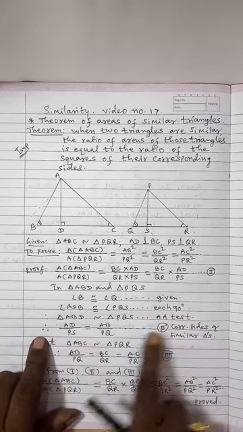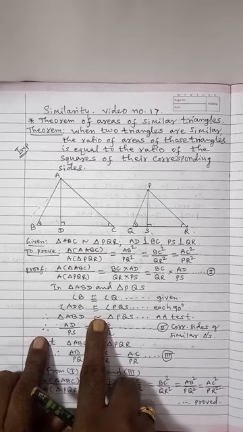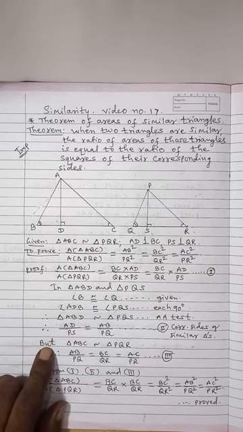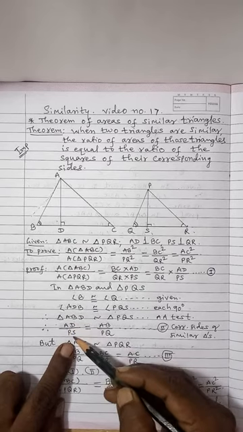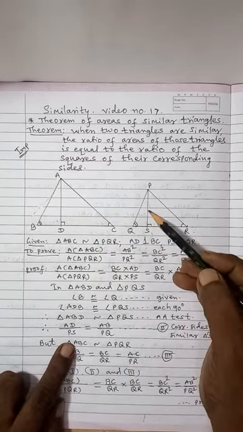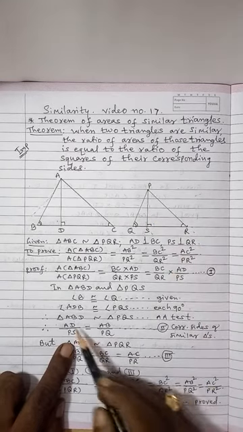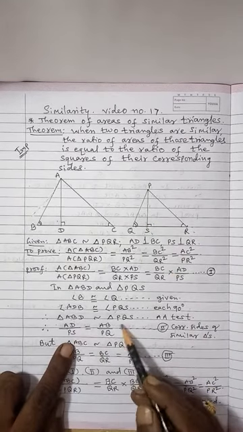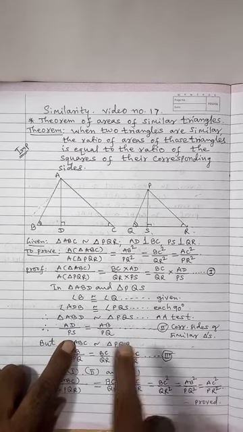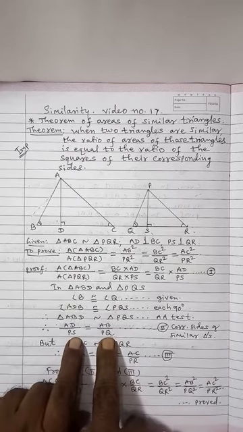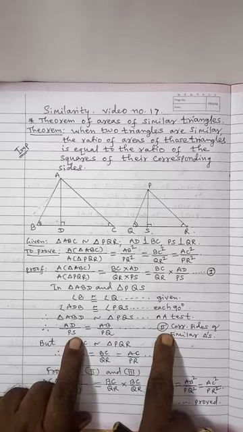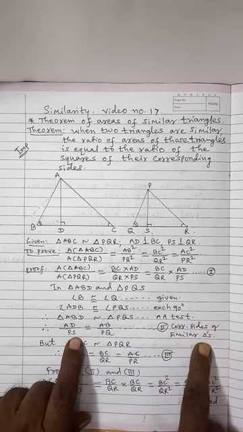Now see here, as the triangles are similar, corresponding sides are in proportion. So AD upon PS is equal to AB upon PQ. Result number 2. Reason: corresponding sides of similar triangles are in proportion.